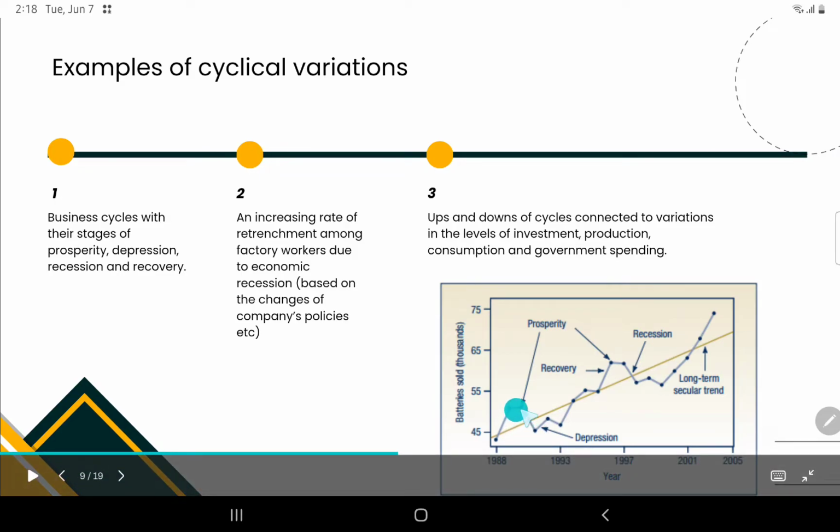Okay, so contohnya macam ni lah. Okay, dekat dalam satu company tahun 1988, dia punya business naik. Okay, dia ada prosperity kat sini. Tapi dia tiba-tiba turun. Dia jadi depression lah. Okay, depression ni over beberapa tahun. Lepas tu lepas depression dia ada stage of recovery and then recession. Okay, and then dia ada macam ni. So ini adalah contoh graph yang cyclical variation.